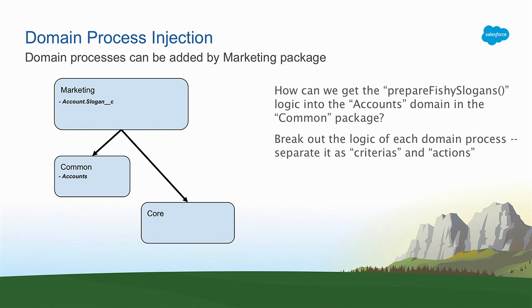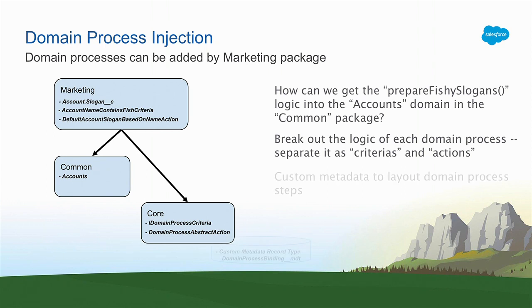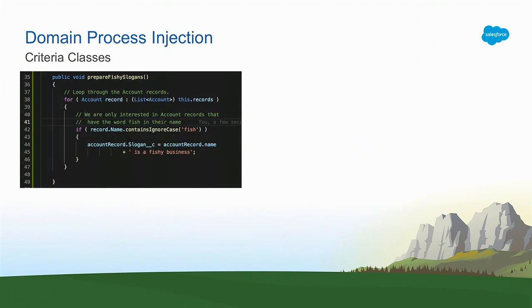What we're going to do is break out the logic of each of the domain processes. We're going to separate them out into distinct classes. So in this case, we'll put the criteria class up in the marketing package, and then we'll also put an action class together in the marketing package. Those two classes depend on the core interfaces and abstract classes that we have available. And then just as before, we've got custom metadata type records that are going to manage the whole process.